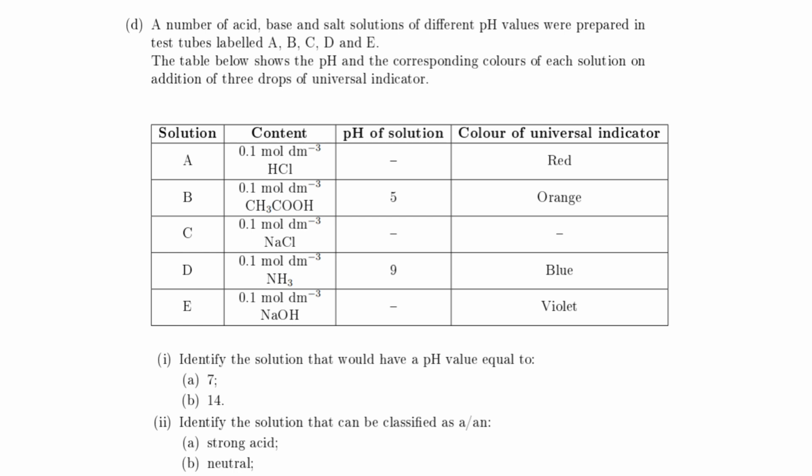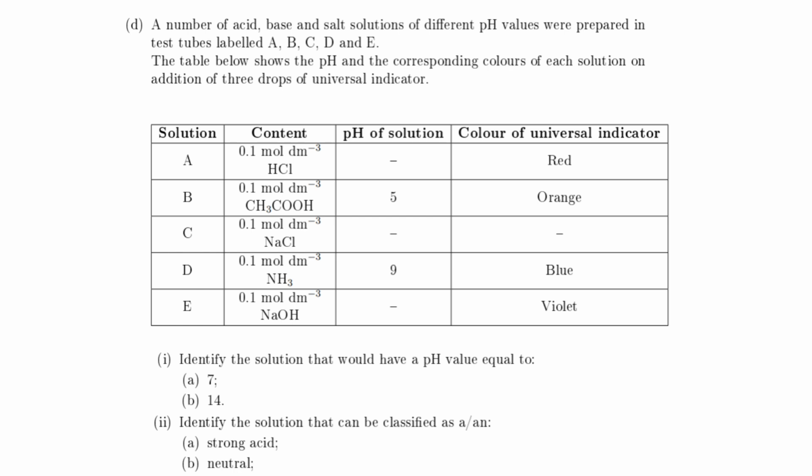A number of acid, base and salt solutions of different pH values are prepared in test tubes labeled A, B, C, D, E. The table below shows the pH and the corresponding colors of each solution after the addition of 3 drops of universal indicator. Identify a solution that will have a pH value equal to 7 or 14.